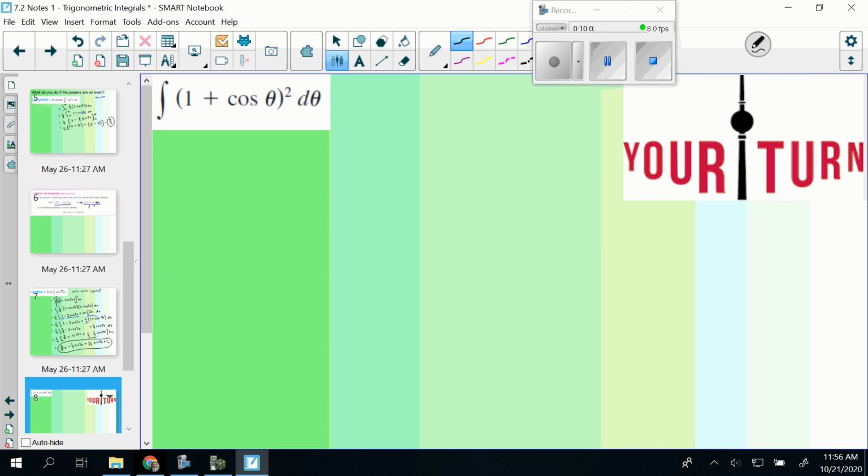All right, last one. Why don't you give this one a go? One thing you're probably going to have to do first here, though, that we'll do together is this is 1 plus cosine theta all squared. So you are going to have to do a little algebra up front here and distribute this out. Think of it as 1 plus cosine theta times another 1 plus cosine theta. And we're going to have to distribute that out first.